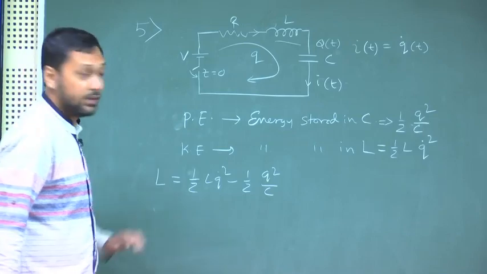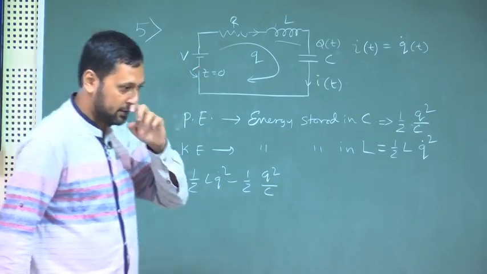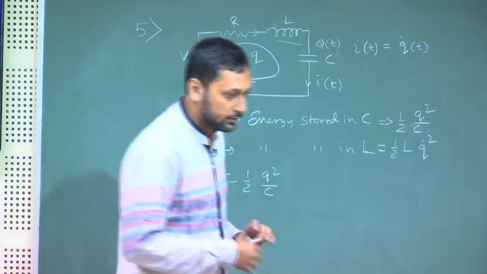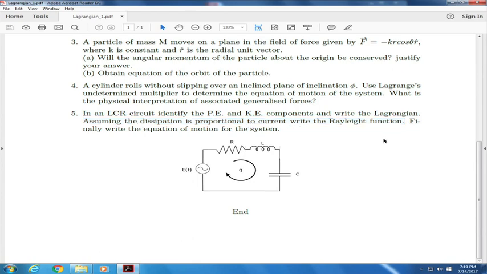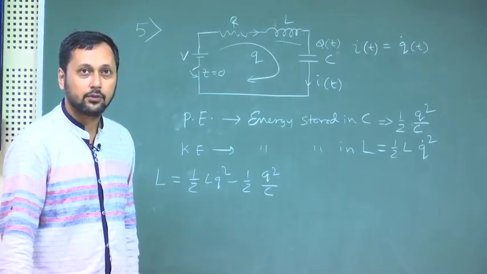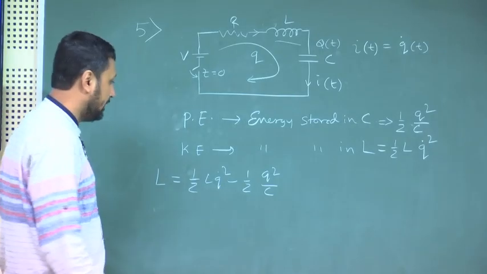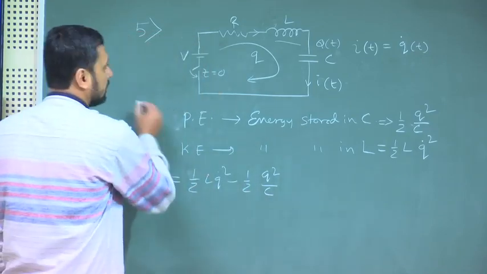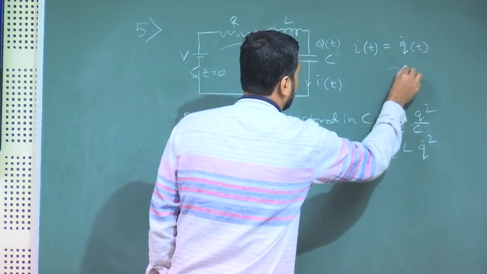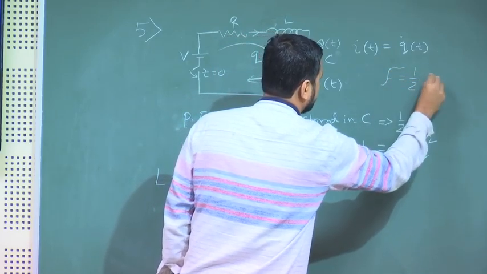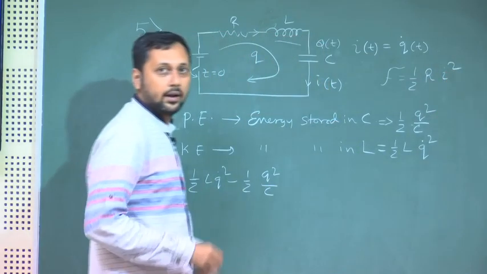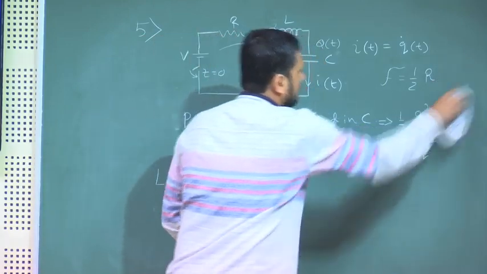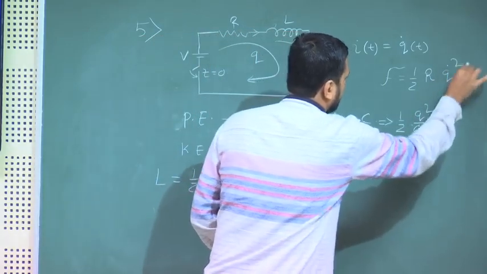But that is not all, we have a Rayleigh function, and there is a hint given that, assuming that the dissipation is proportional to the current, write a Rayleigh function. So, the dissipation is proportional to current means it is like velocity dependent viscous damping. So, we might as well write the Rayleigh function as F equal to half R I square, okay, and I is nothing but Q dot. So, it is half R Q dot square.